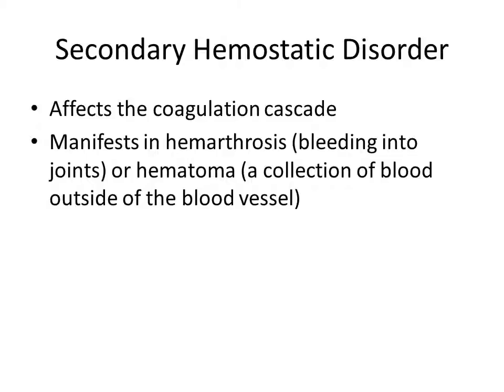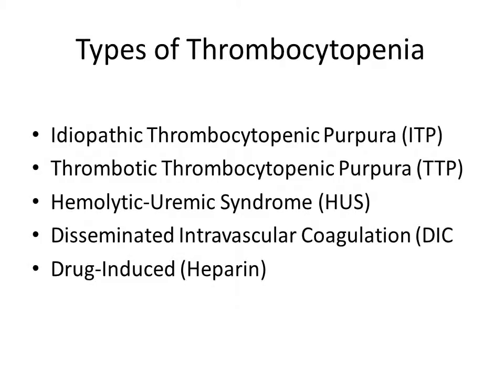So if the disorder affects the coagulation cascade, you will see hemarthrosis or hematoma. Hemarthrosis is bleeding into a joint, and hematoma is a collection of blood outside the blood vessels. When it affects the coagulation cascade, it is known as a secondary hemostatic disorder. Alright, so with the coagulation disorders, remember that there is a primary and secondary.